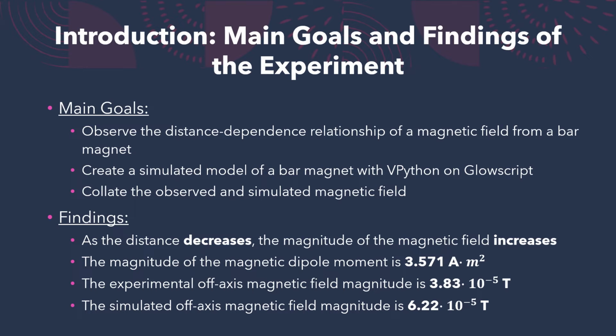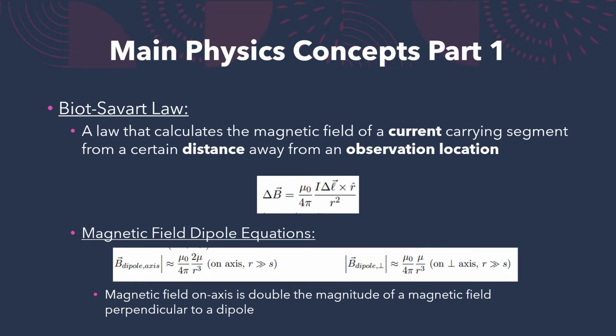The experimental off-axis magnetic field magnitude is 3.83 times 10 to the negative fifth teslas, and the simulated off-axis magnetic field magnitude is 6.22 times 10 to the negative fifth tesla.